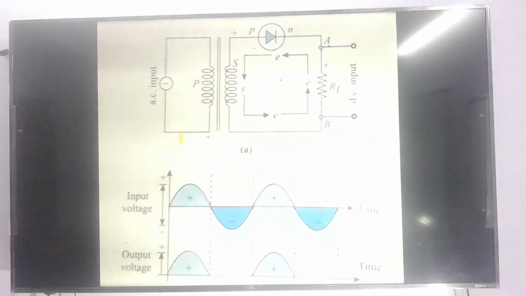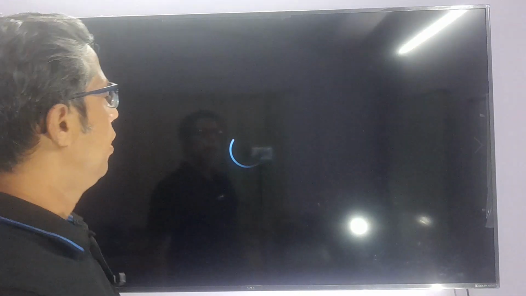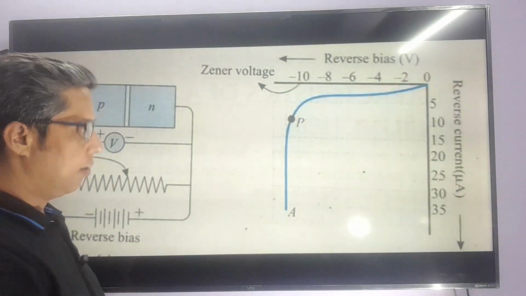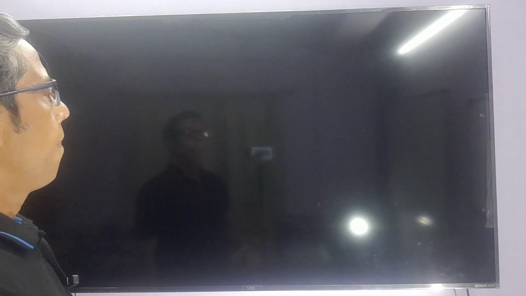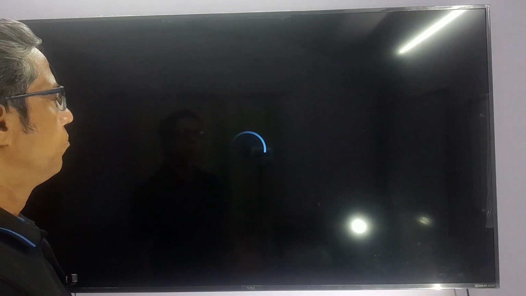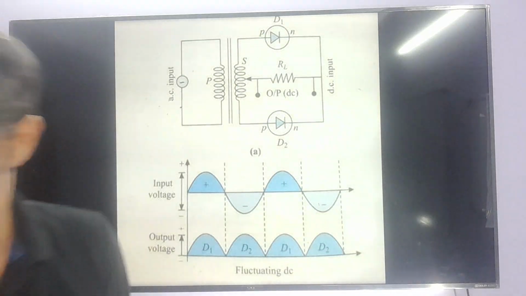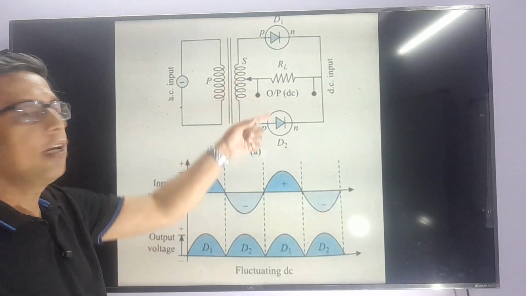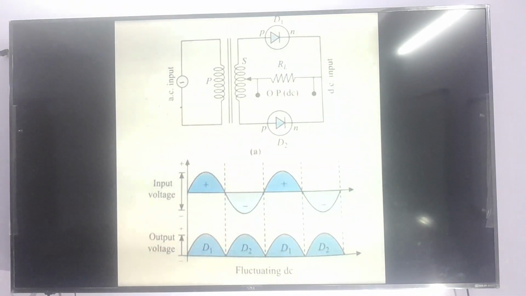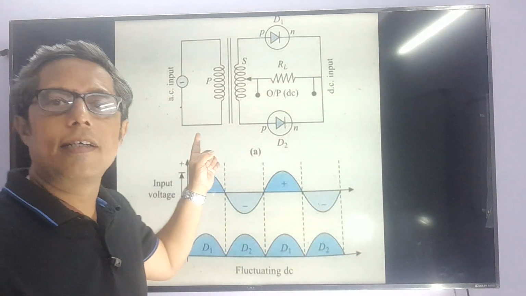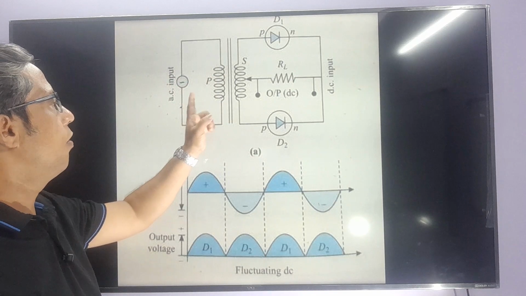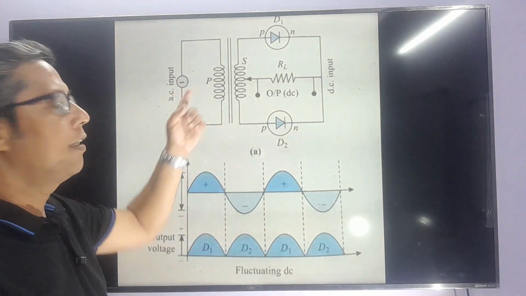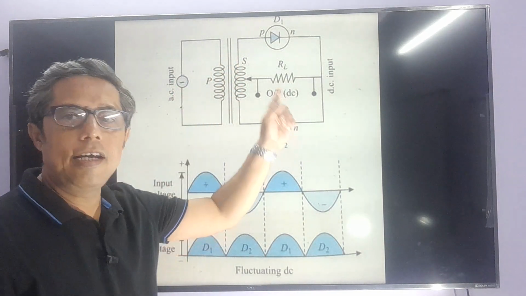Okay, so for full wave rectifier, let me show you the slide over here. So full wave rectifier, what we are doing, we are having a similar circuit. So the input is the alternating current and this is the primary coil, secondary coil. So we are getting a step down current in this circuit.